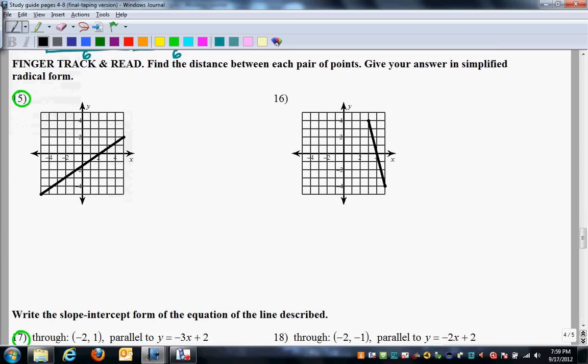Number 15. It says, find the distance between each pair of points. Give your answer in simplified radical form. So we're going to find our two endpoints here. So this point right here, 1, 2, 3, 4, 5. I am over 5 units. And 1, 2, 3, 4, 5. I am down 5 units. So that point is -5, 5. Over here, I am over 1, 2, 3, 4, 5. I'm over 5 units, and I'm up 1, 2. 2 units. So there's my two coordinates.